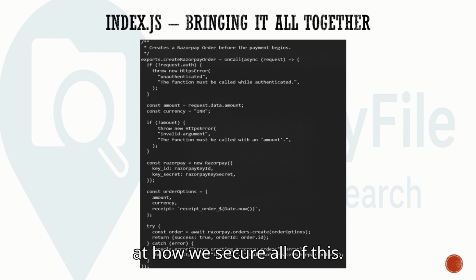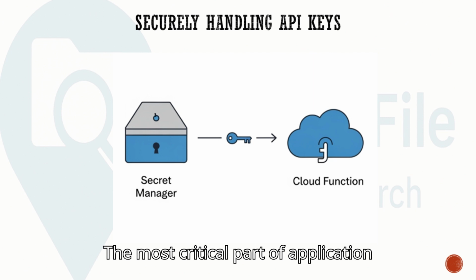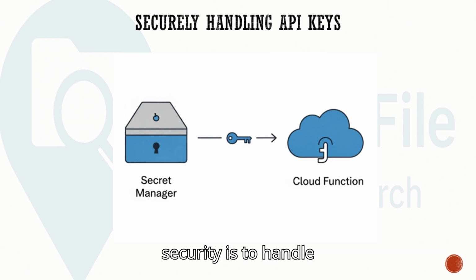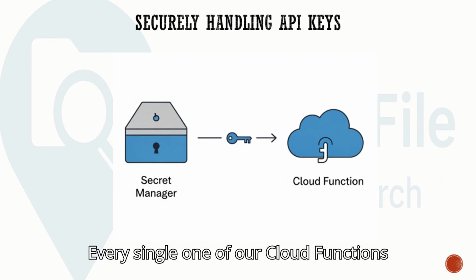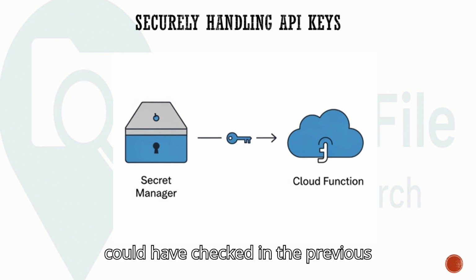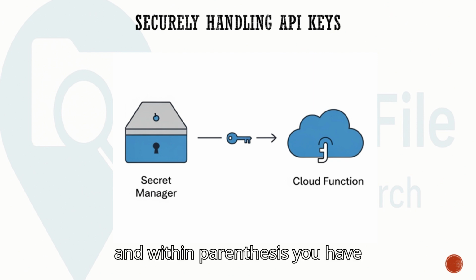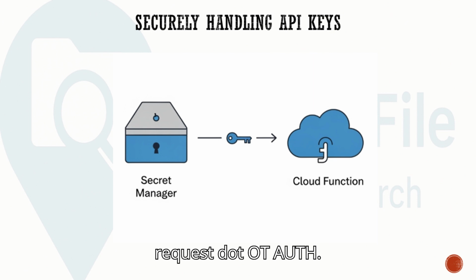Now let's look at how we secure all of this. The most critical part of application security is to handle API keys in a secure manner. Every single one of our cloud functions begins with this critical check, which you could have seen in the previous screen. If, within parentheses, you have request.auth, auth.